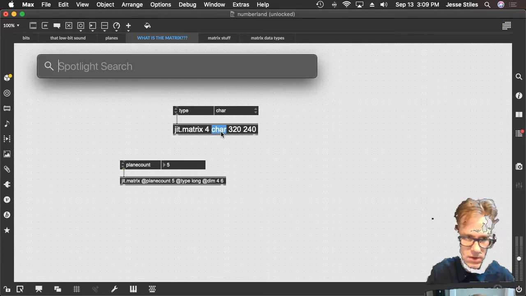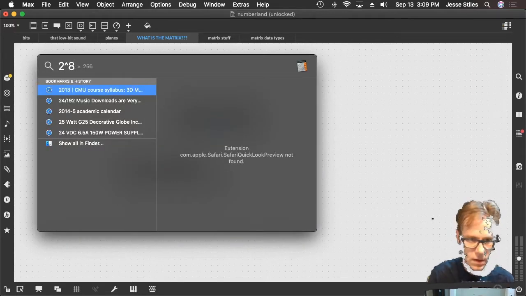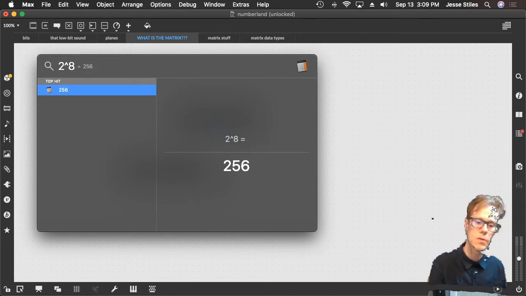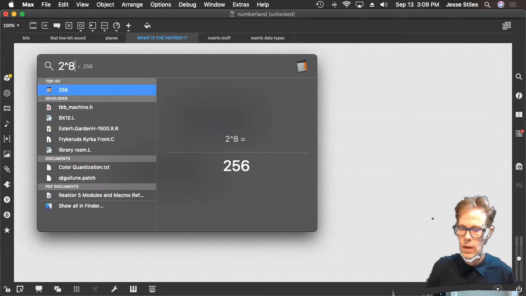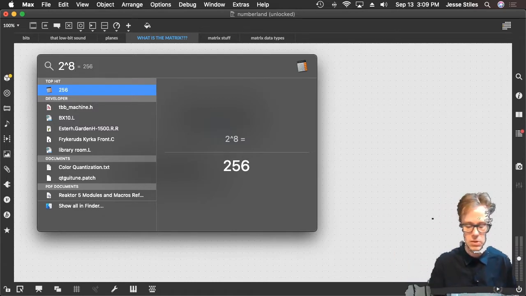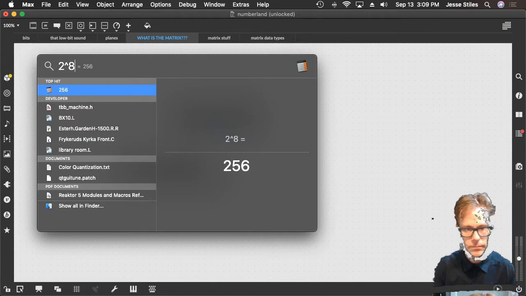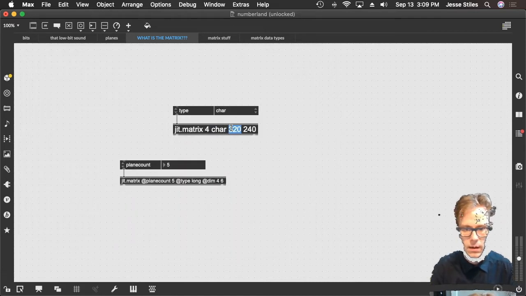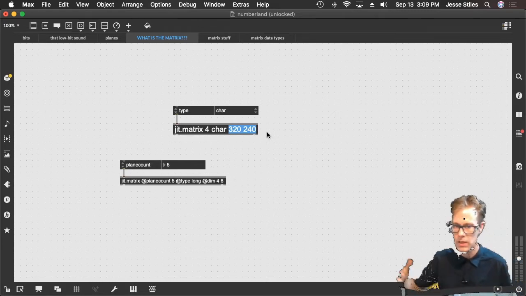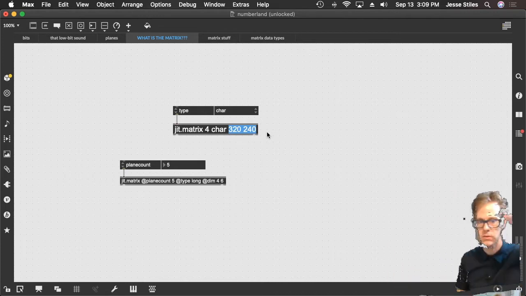So that gives us 2 to the power of 8, 256 possible values for each of those 4 planes. So if you add together those 8 bits for red, green, and blue, that gives you 24-bit color. Plus you have the 4th plane of alpha values, which is kind of like your transparency layer. And then the next 2 arguments refer to the resolution of every plane. So in this particular example, each plane is 320 pixels wide and 240 pixels tall.